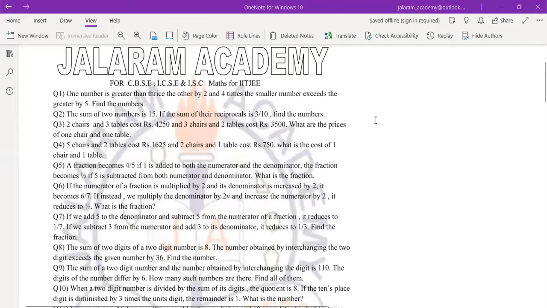Now we will start discussion of some more important questions of simultaneous linear equations word problems in which you all have doubts, like question number 9 related to the sum of two-digit number. And whenever there is a question related to sum of two-digit number, you have to follow some instructions which I have discussed in previous sessions.